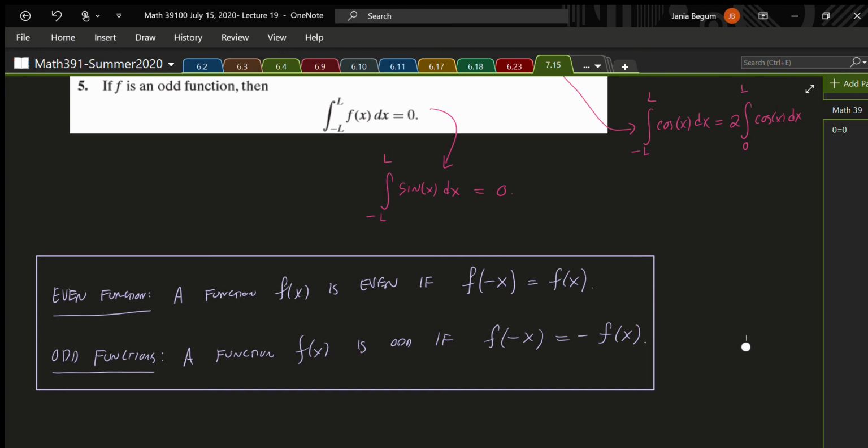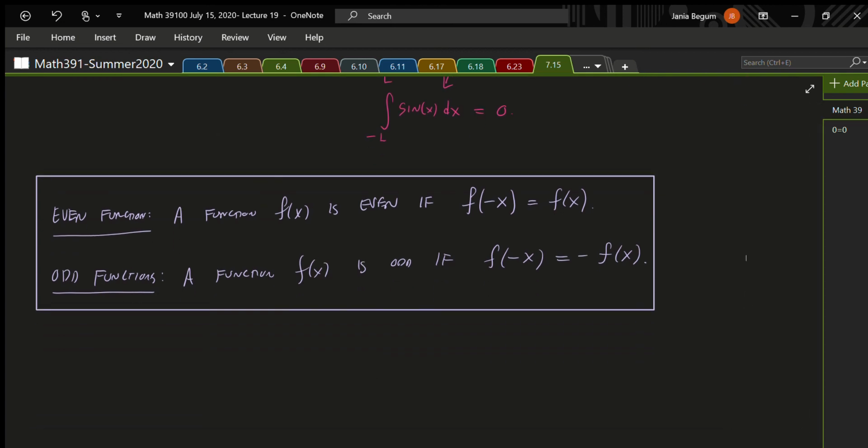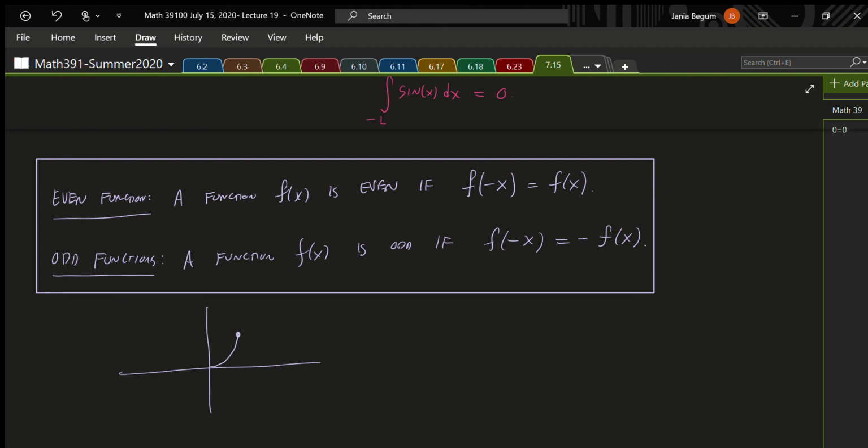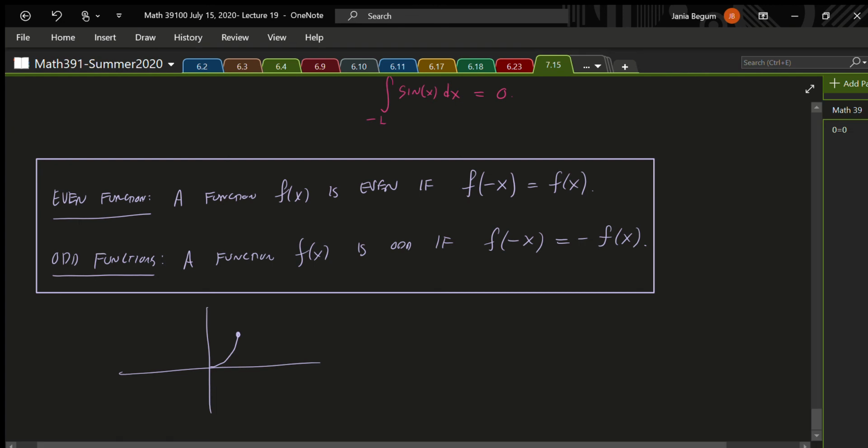Yep, absolutely. Thank you. So graphically, if you have an even function, so if you're looking at this picture, whatever that function is, it's even if you reflect it over the y-axis and it's just a symmetric picture. So you have something like this. So it's symmetric about the y-axis. So this is an even function.